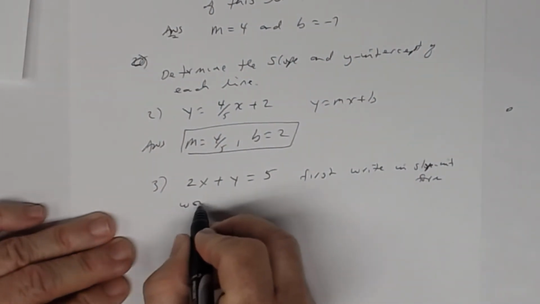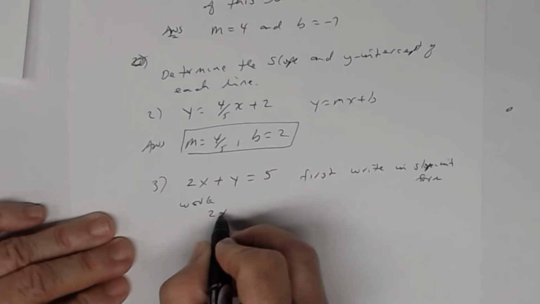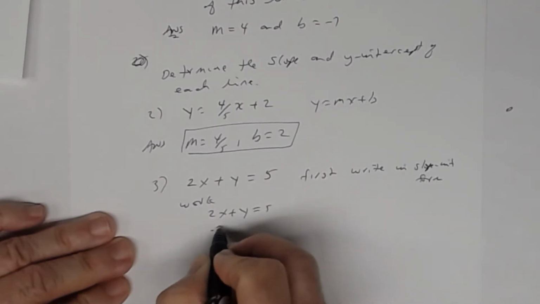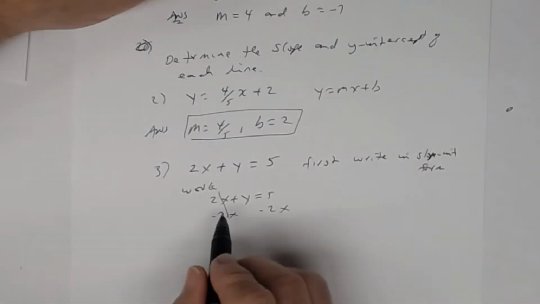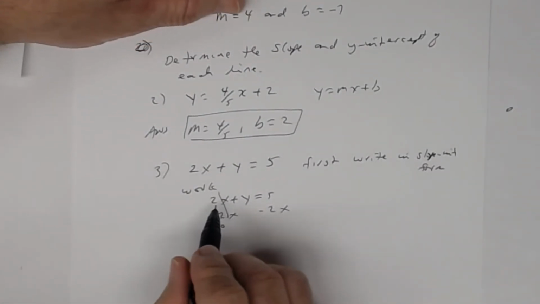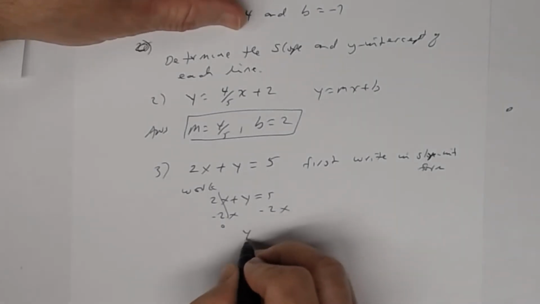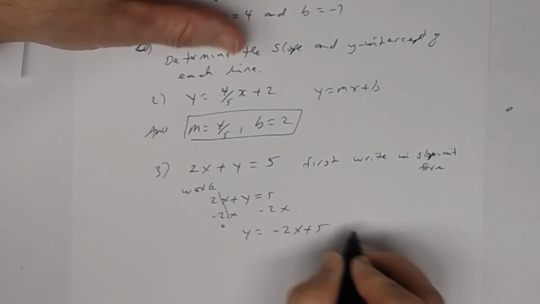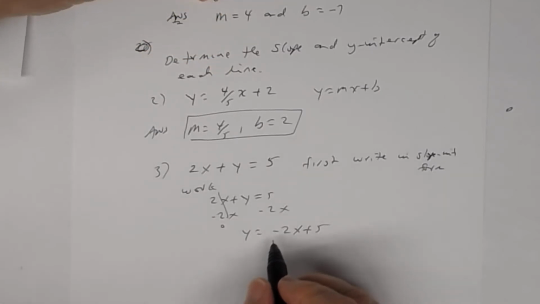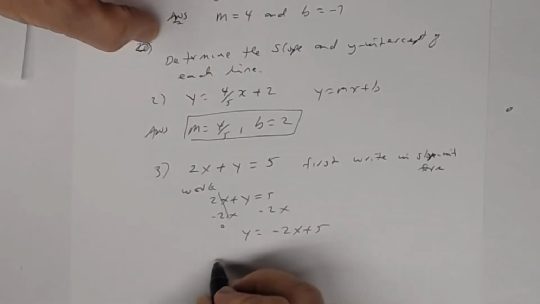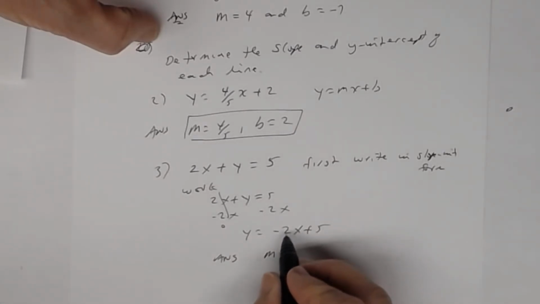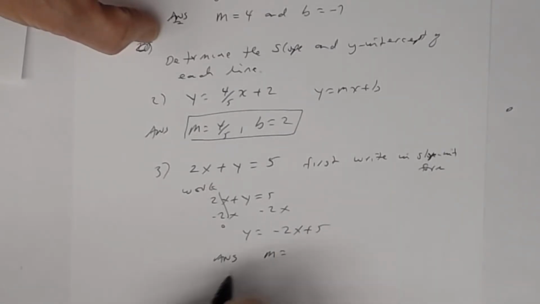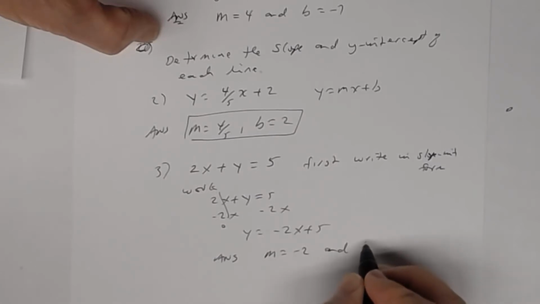So here's the work. I'm going to go ahead and rewrite this over. You can subtract 2x from both sides, right? And then the variable terms add up to be 0. So 2x minus 2x is 0. So you get y equals negative 2x plus 5. So now you have it in slope-intercept form, right? And so therefore the answer, you're going to say the slope is, what's the coefficient of x? What are you multiplying x by? I'm multiplying x by negative 2. And the y-intercept is positive 5.